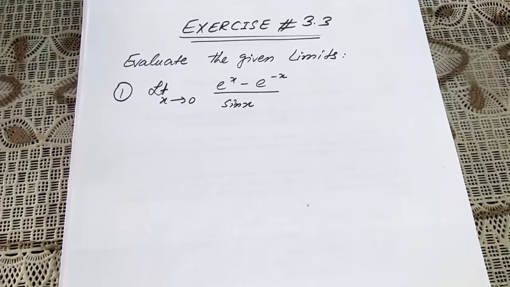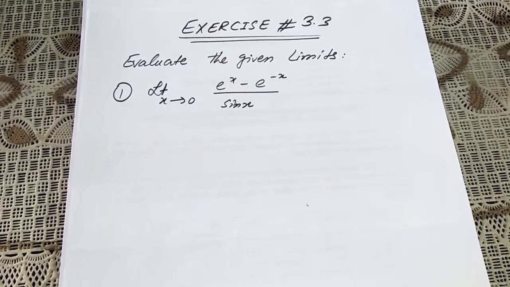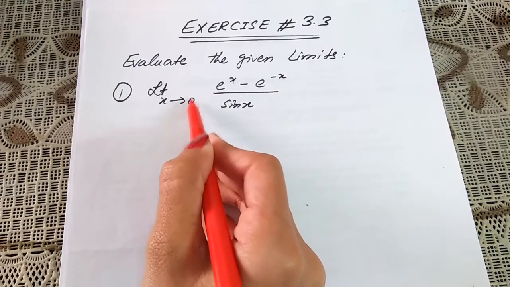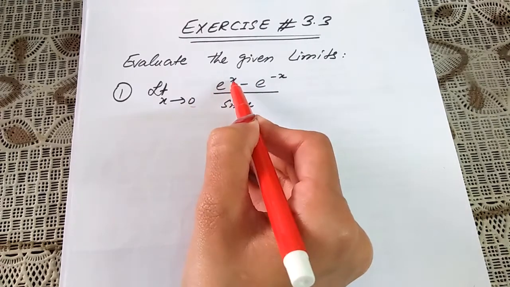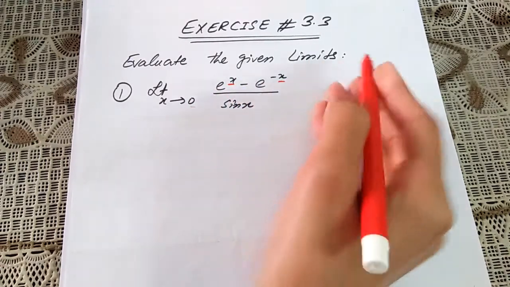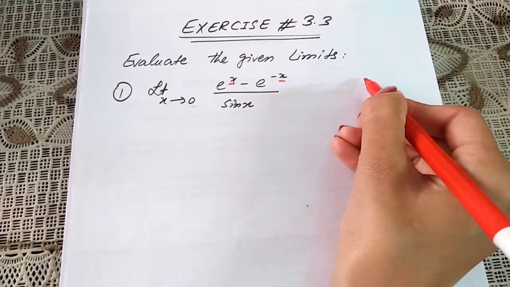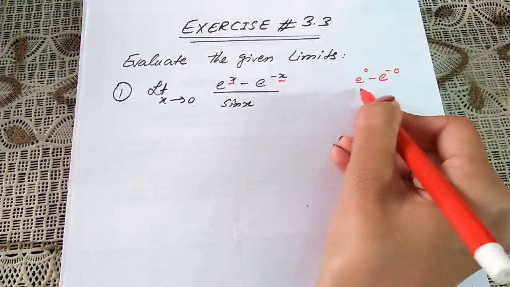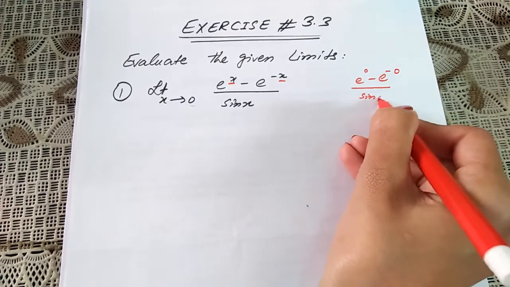Exercise set 3.3, evaluate the given limits. The first question is the limit as x approaches 0 of e raised to power x minus e raised to power minus x, over sine of x. Here x is approaching 0. We must check by putting 0 in place of x: e raised to power 0 minus e raised to power minus 0, over sine of 0.